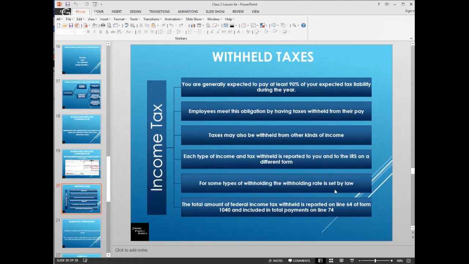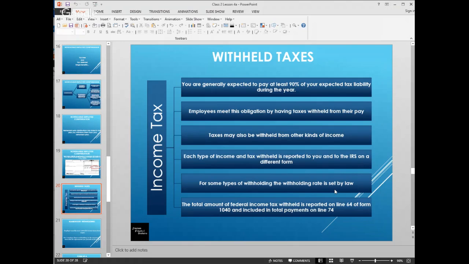Each type of income and tax withheld is reported to you and to the IRS on various forms. And we're going to go through the W-2 and the 1099 miscellaneous in this lesson 4A. Then we're going to get into many of the other forms of income in lesson 4B. So that's coming up right behind this one.